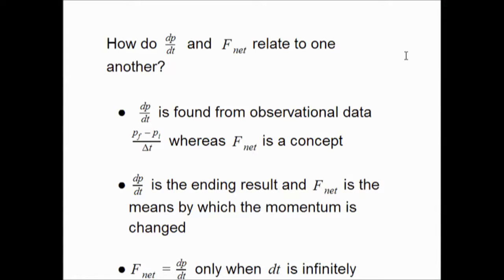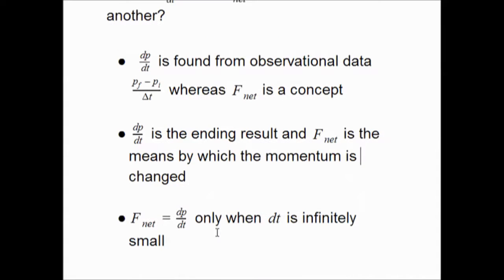So how do dp/dt and Fnet relate to one another? Well, the change in momentum is found from observational data, taking our final minus our initial, whereas Fnet is really just a concept. The change in momentum is the ending result, and Fnet is the means by which the momentum is changed. And really, Fnet is only truly equal to the change in momentum when dt is infinitely small.